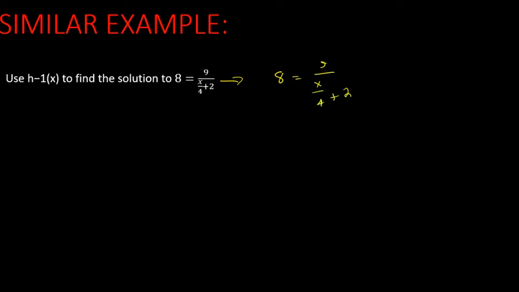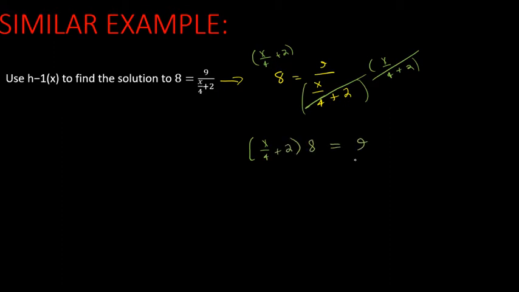To begin with, I am going to multiply the denominator by both sides of the equation, x over 4 plus 2, x over 4 plus 2. On the right hand side, my denominator cancels out. On the left hand side, I get x over 4 plus 2 times 8, and then I've just got equals 9.